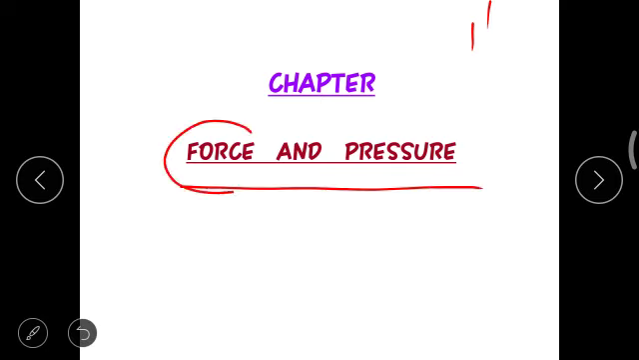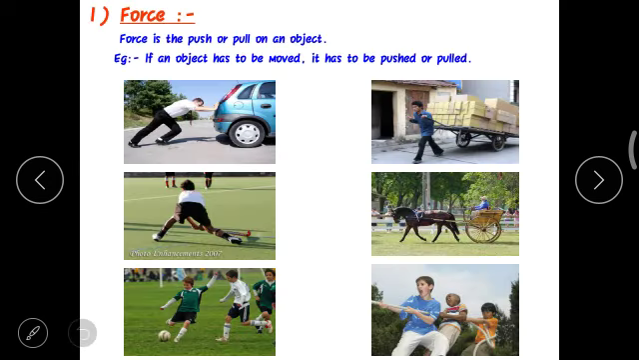First of all, what is force? Force is the push or pull acting on an object. When you are pushing a car, it means you are applying a force on the car, due to which the car starts moving. If you are hitting a hockey ball with the help of a hockey stick, it means you are applying force on the hockey ball.